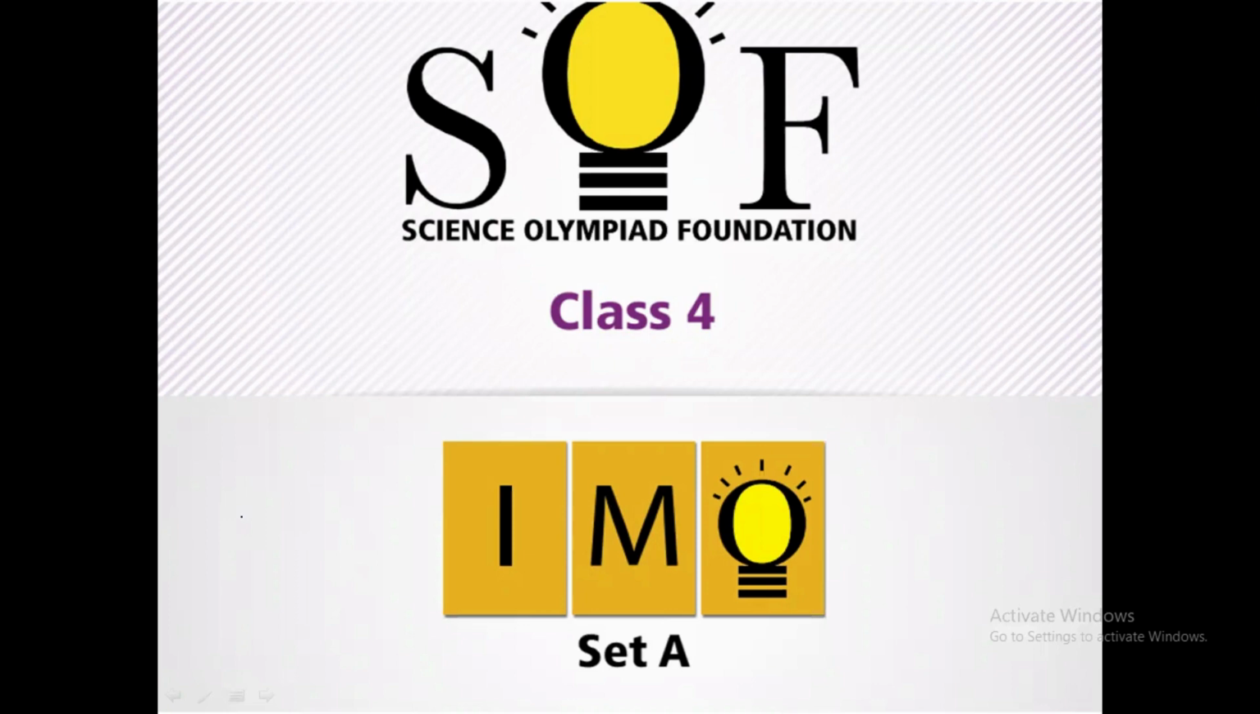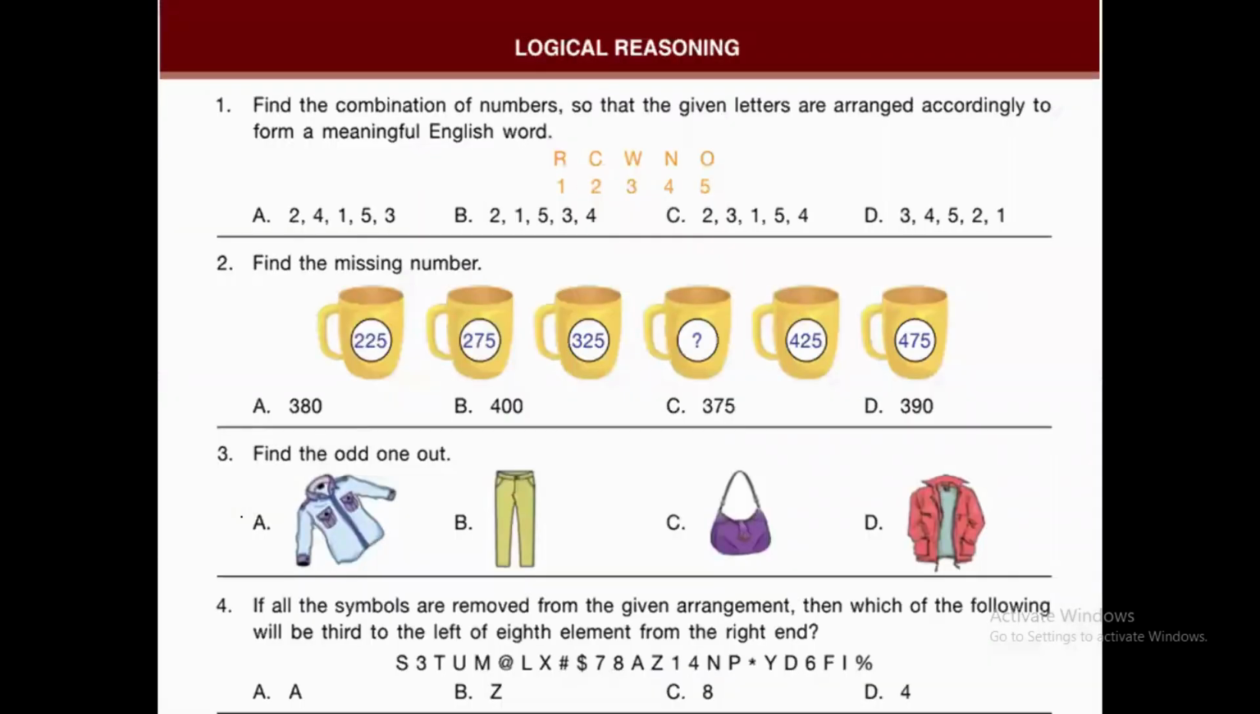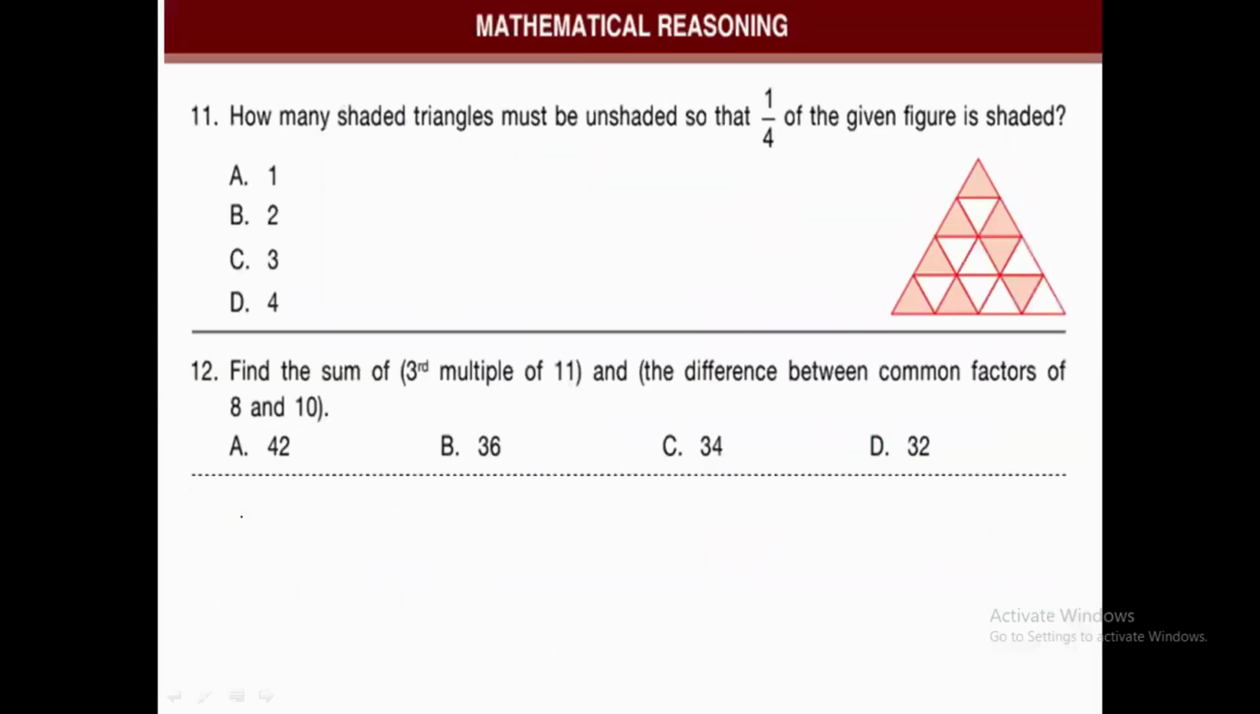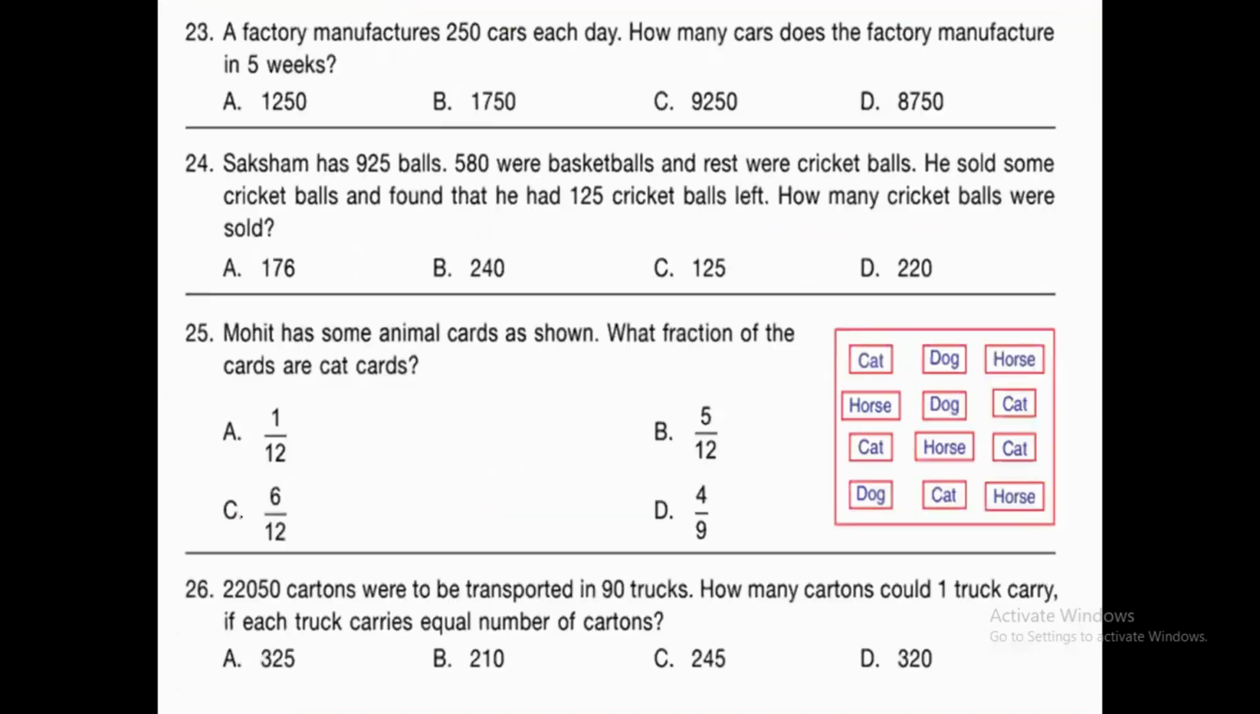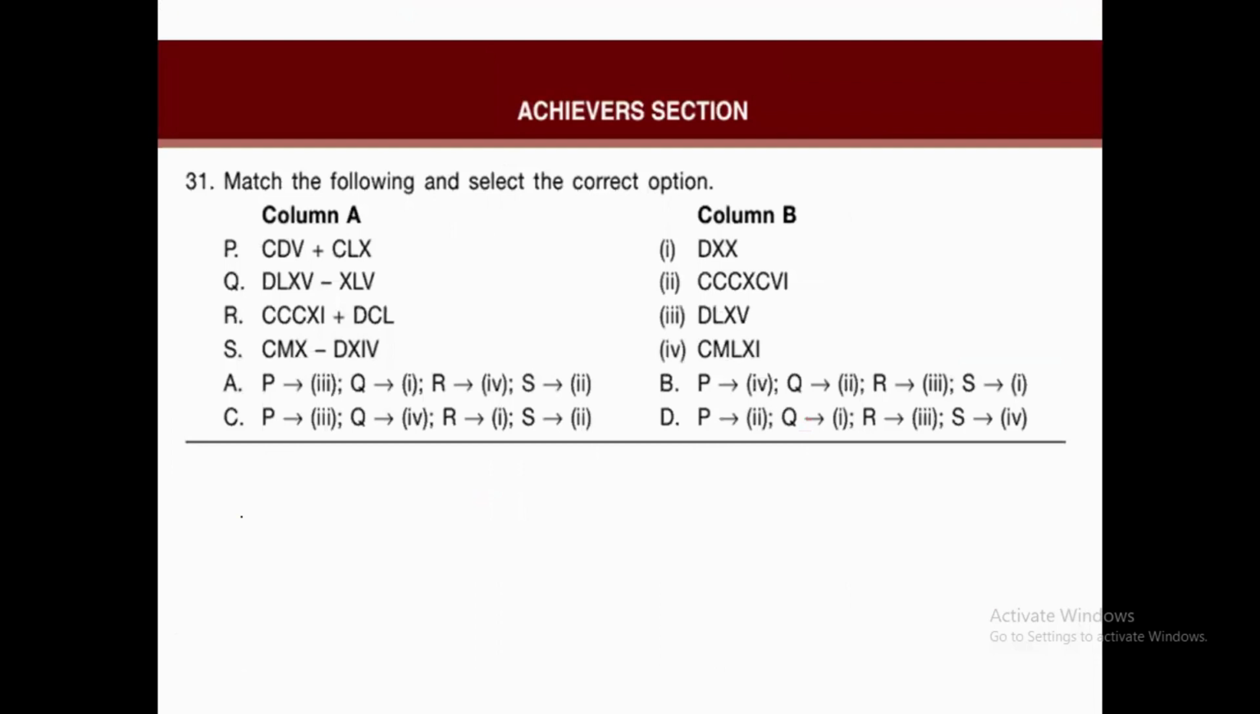Okay, so as you know, every paper of the Olympiad exam is divided into four sections. The first section is logical reasoning. After logical reasoning we have another section, which is mathematical reasoning, and after that a third section, which is everyday mathematics, and after that we have the achiever section. The achiever section contains 5 questions only, and each question carries 2 marks.